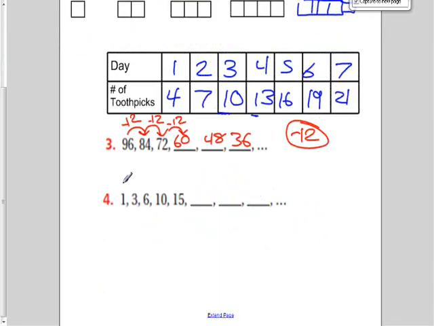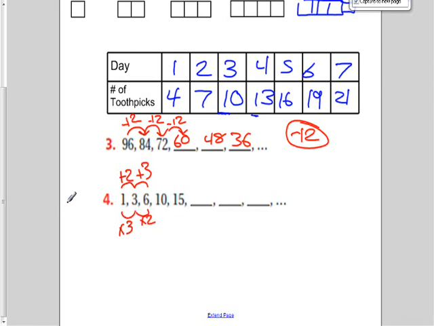All right, let's take a look at the next one. Now I'm going to look at how I get from 1 to 3. Well, there's two ways. I can add 2, or I could also multiply by 3. So we need to keep going and see which rule continues to work. All right, so then from 3 to 6 is plus 3, and 3 to 6 is times 2.